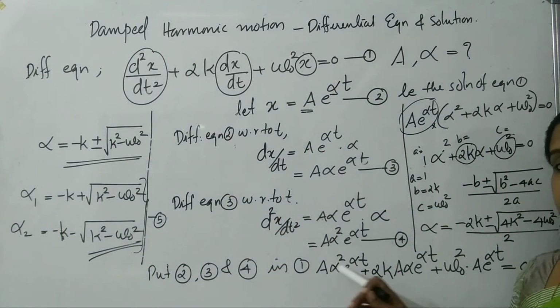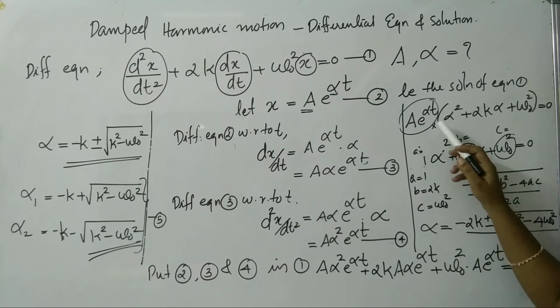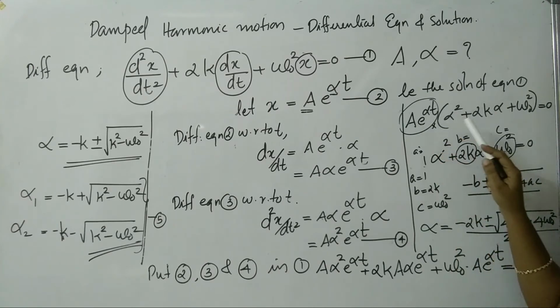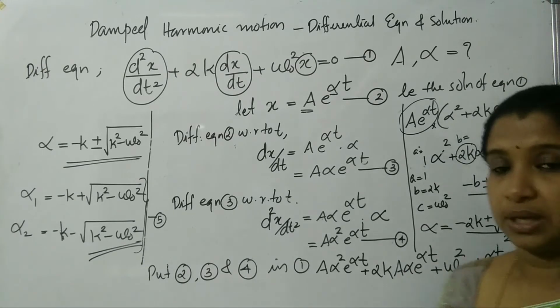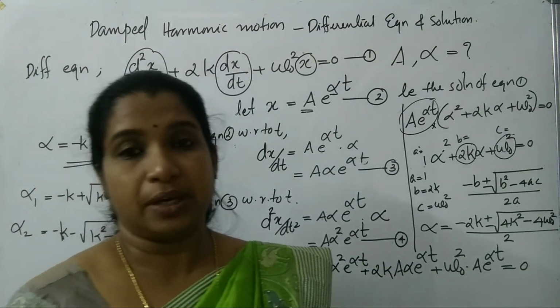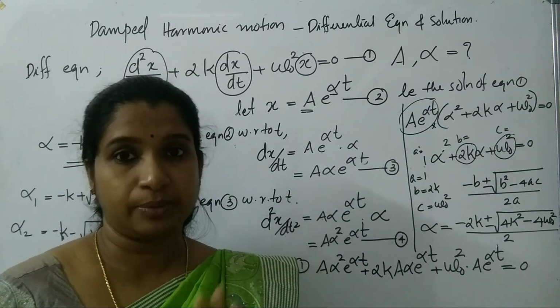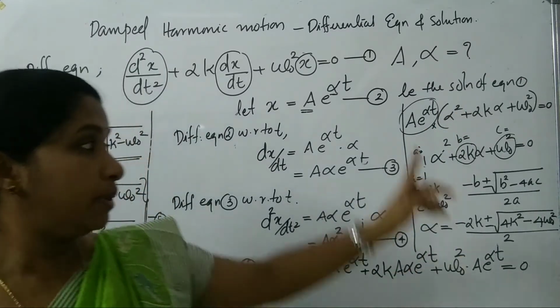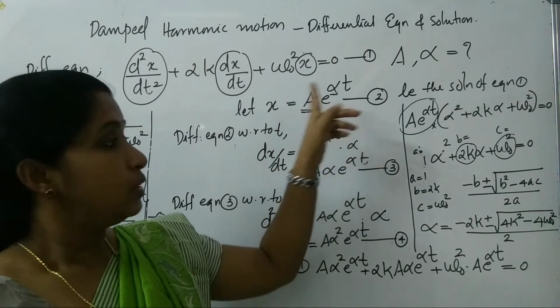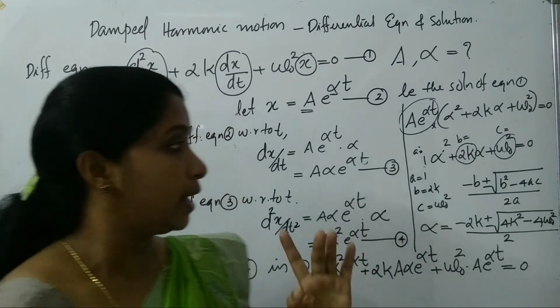Then take a e raised to alpha t as the common term. So by taking a e raised to alpha t as the common term, we get a e raised to alpha t into alpha square plus 2k alpha plus omega 0 square equal to 0. What's the meaning of that equation? Product of two terms is equal to 0 means either the first term equal to 0 or the second term equal to 0 or both the terms are equal to 0. But the first term is equal to x. So we can write alpha square plus 2k alpha plus omega 0 square equal to 0.